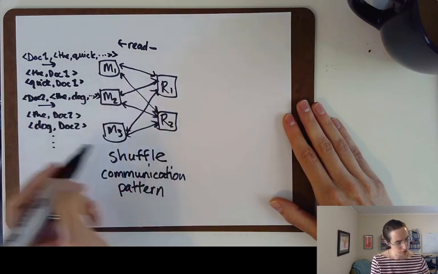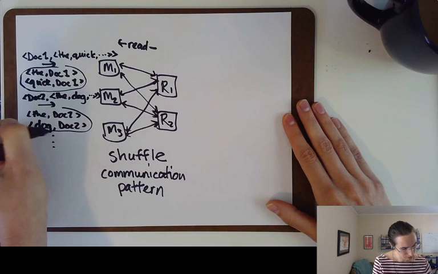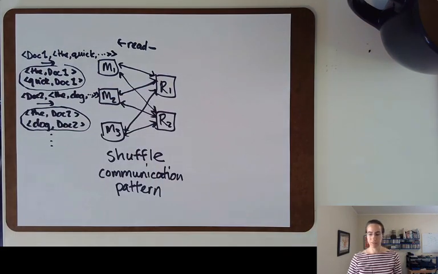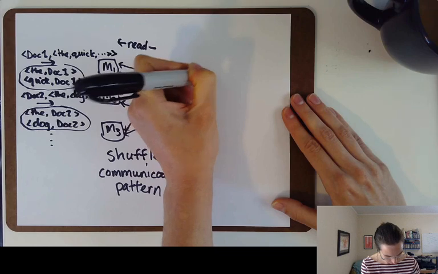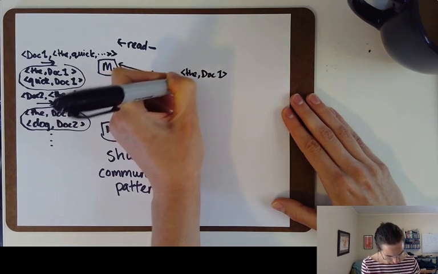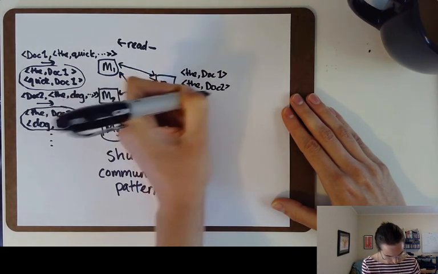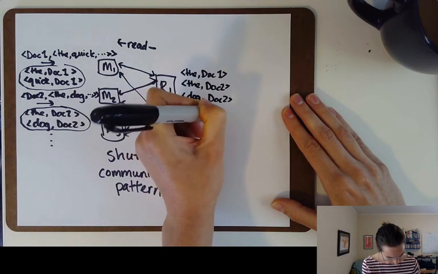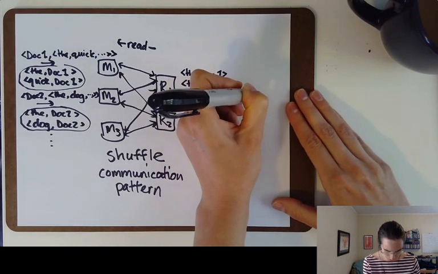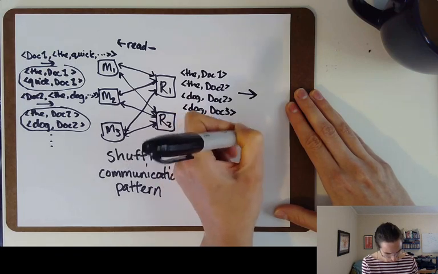Then a whole bunch of data gets sent over the network, which is the result of these computations. And then when it arrives over here on these machines, they take the data that they got and they operate on it locally to produce the inverted index that we want.